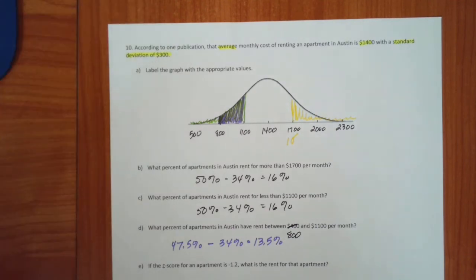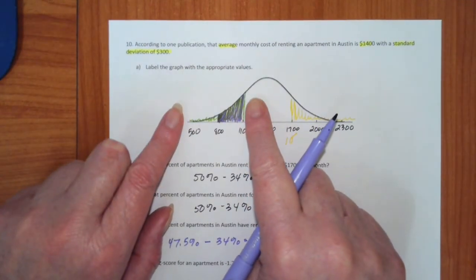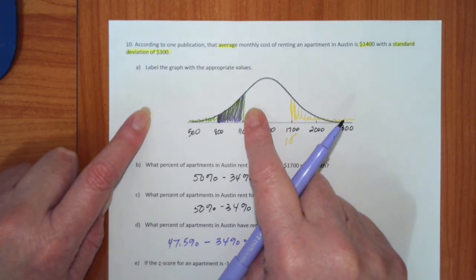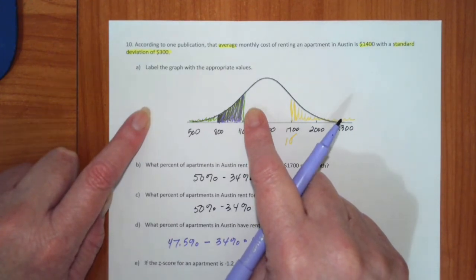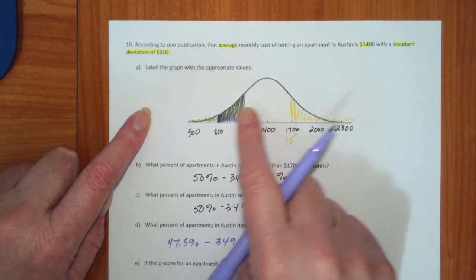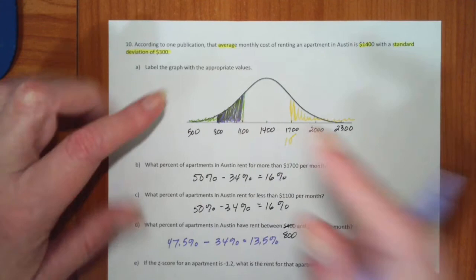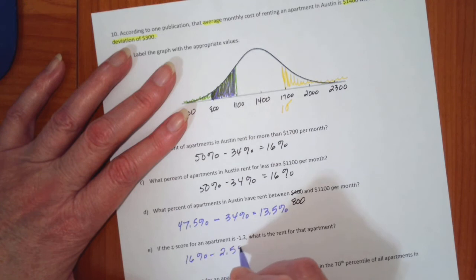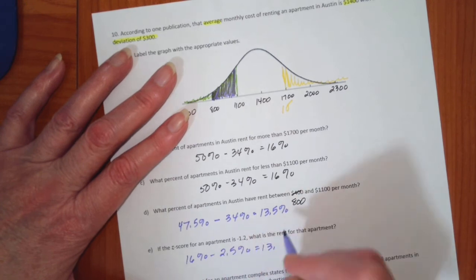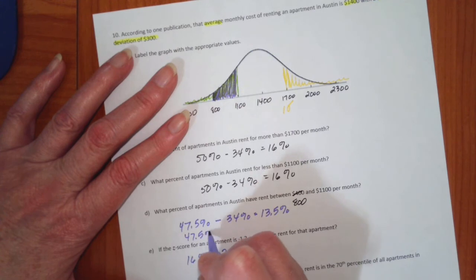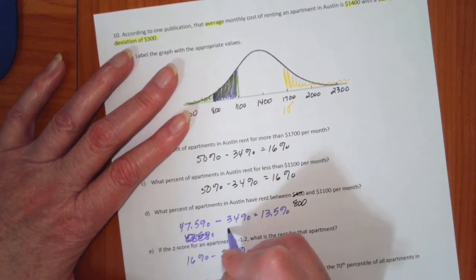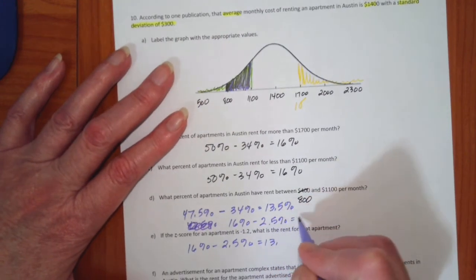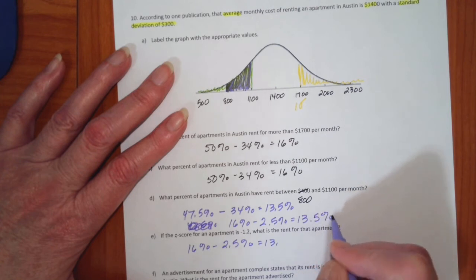The other thing I can do is that I know that from here to the end is 16%, and I know that this is 2.5%. So I can do 16% minus 2.5%, which still gives me, whoops, 16% minus 2.5%, and that still gives me 13.5%.